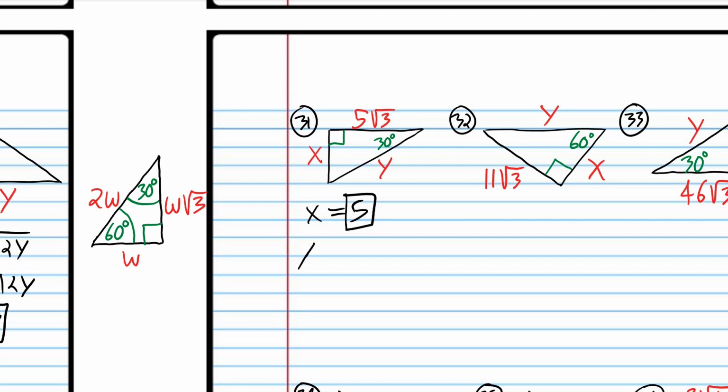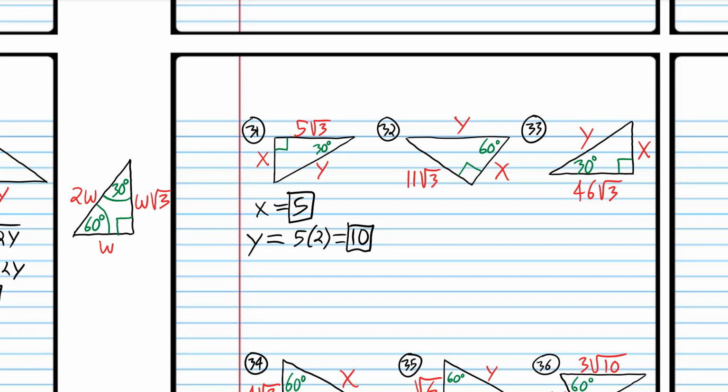Now, y is the hypotenuse, so y is whatever the side opposite 30 is times 2. So that would be 5 times 2, which is equal to 10. So again, very, very easy.